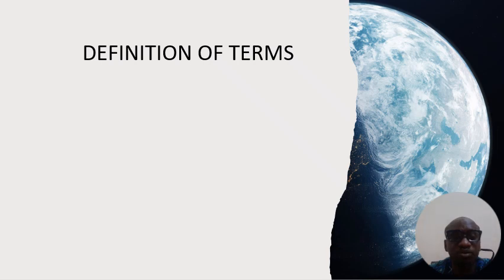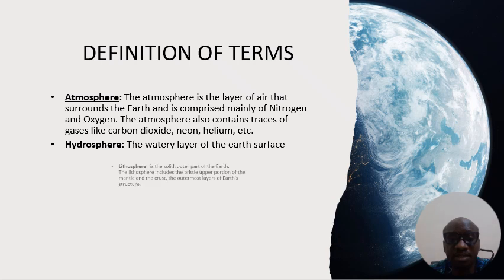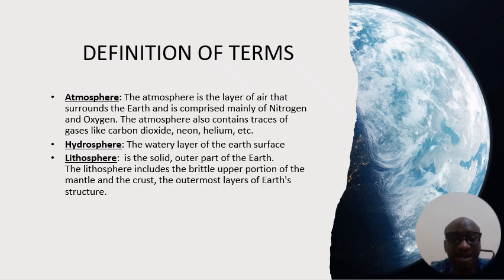Now, let's look at the definition of terms in terms of Earth's major spheres. We have the atmosphere. We have to explore the interconnected layers that make up our planet's physical and biological system. The atmosphere, which is the invisible yet vital blanket of gases that surround the Earth, is composed primarily of nitrogen, which is about 78%, and oxygen, which is around 21%, and they are essential for life.